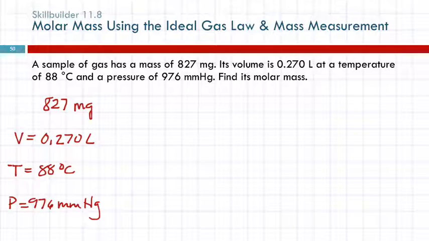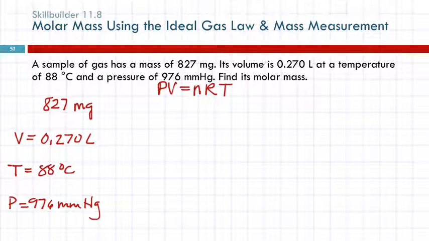Well, we've got pressure, volume, and temperature. We're dealing with a gas. This is probably going to involve the ideal gas law, right? Ideal gas law, PV equals nRT. So we've already found pressure, volume, and temperature. R is a constant. Is 827 milligrams related to n? Is it the number of moles? No, it's the number of milligrams.